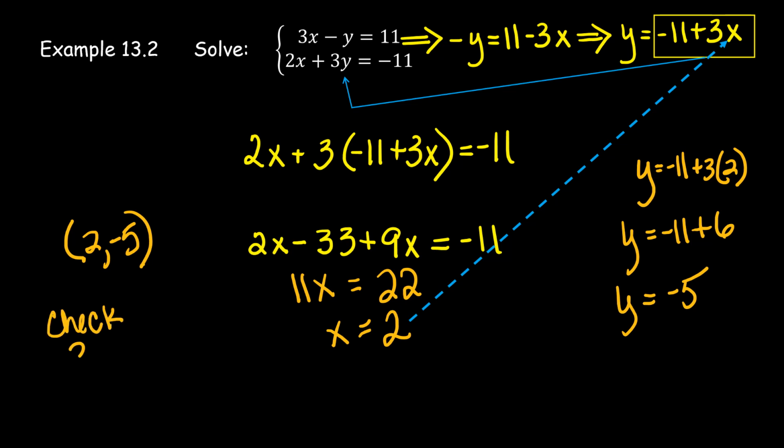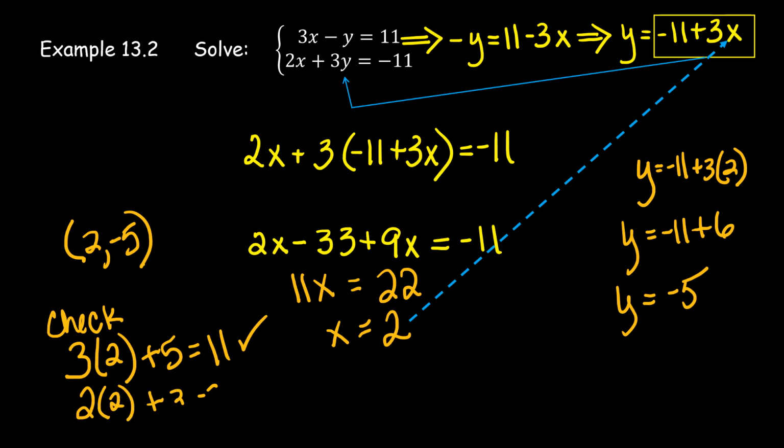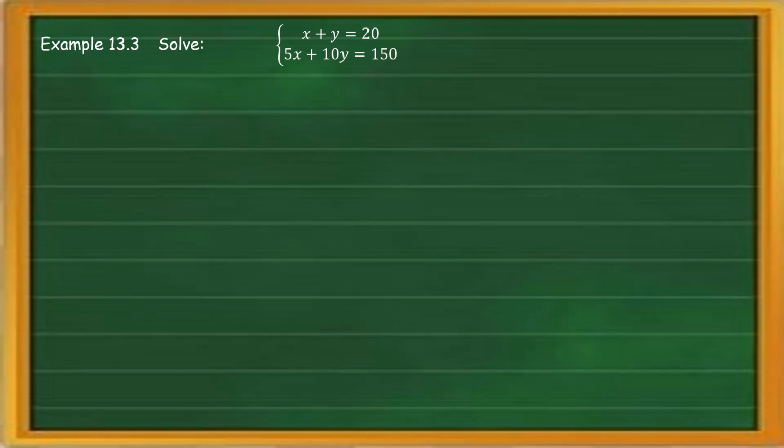You can check your answer quickly by just taking that point and putting it back into the first two equations that you started with. So the first equation, if you put in 2, negative 5, you're going to get 3 times 2 plus 5 equals 11. And that is true. 6 plus 5 does equal 11. And then if you put 2, negative 5 in the second equation, you're going to get 2 times 2 plus 3 times negative 5. And that's supposed to be negative 11. And that's true. 4 minus 15 is negative 11. So you can be sure that that's the answer. It does work.